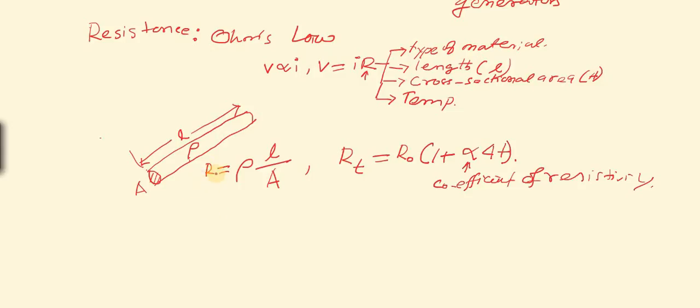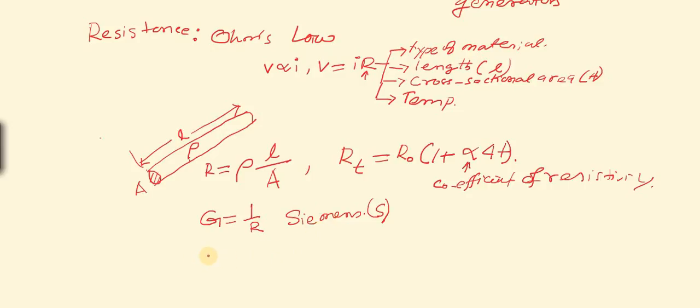The inverse of this resistance is called conductance. Conductance is denoted by G, and which is inverse of resistance, that is 1 by R. Unit of resistance is ohm, so unit of conductance will be mho. It is also known as Siemens, S symbol.